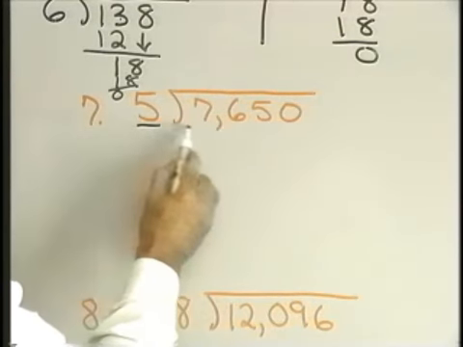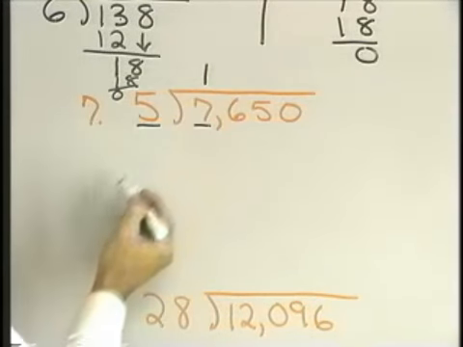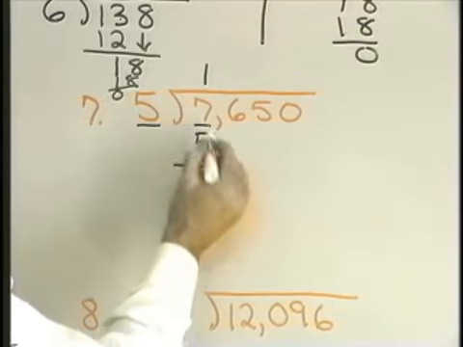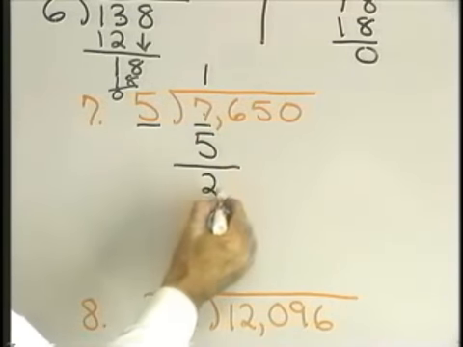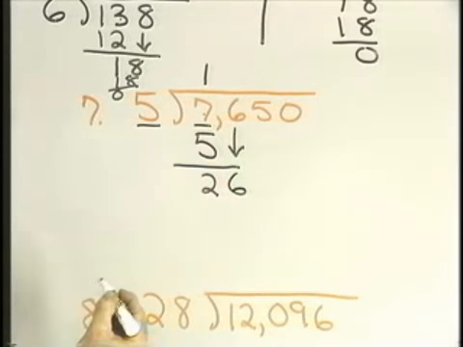I'll start by estimating how many times 5 divides into 7. I'll get 1. Now I multiply. 1 times 5 is 5. I subtract. 7 subtract 5 is 2. Bring down the next number, 6. And now I start the process all over again.